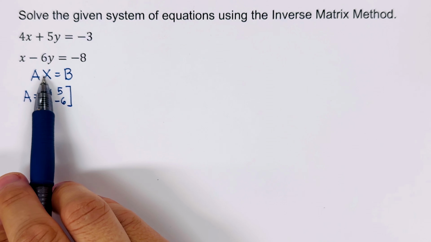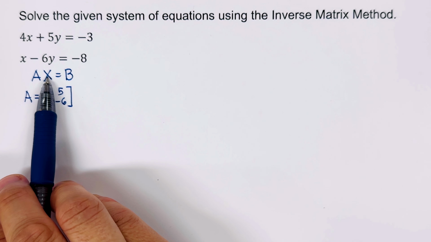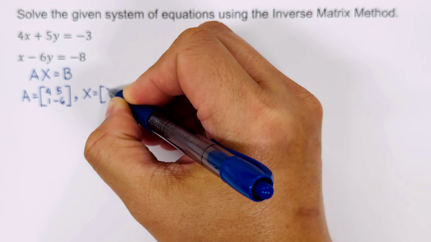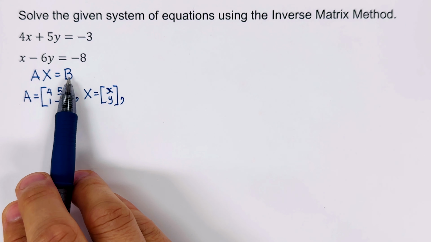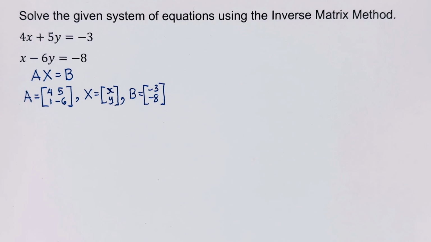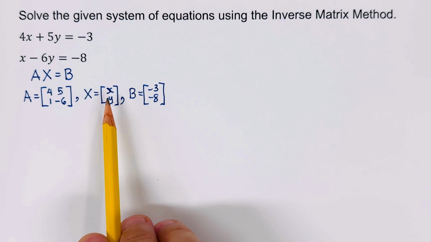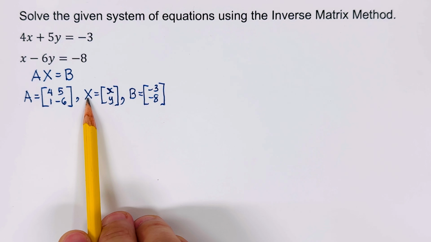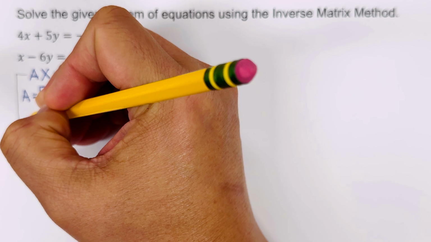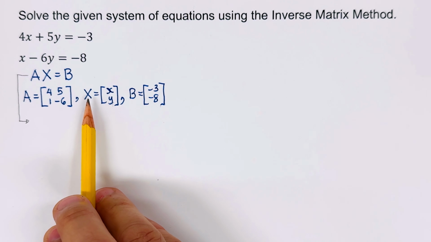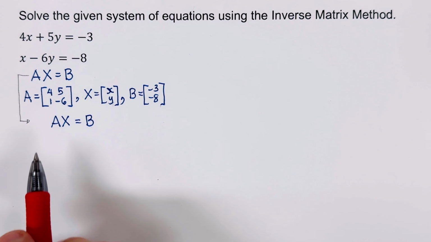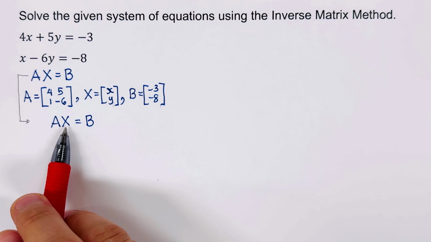Matrix X consists of the two variables that we're looking for, so that is x and y. Matrix B consists of the constants. In this problem, we're looking for the values of x and y, which is matrix X. So we can rearrange this equation so that we have matrix X by itself on one side.